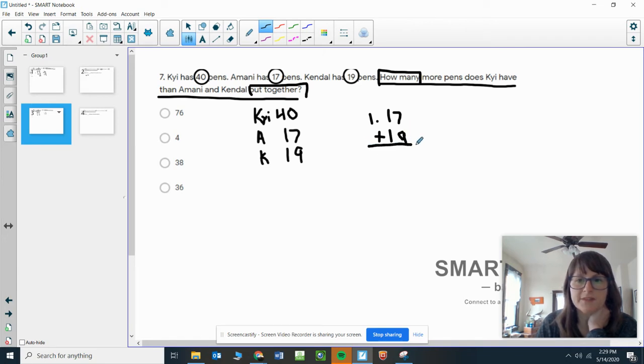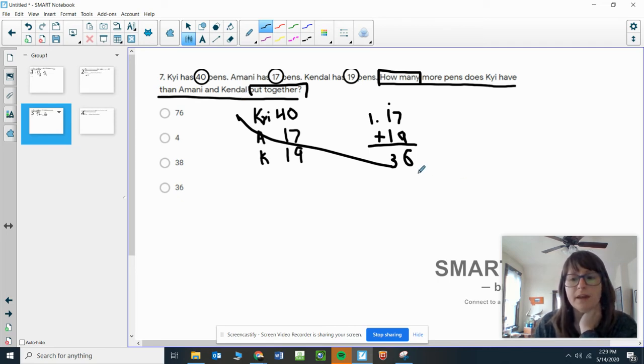So when I'm adding 17 plus 19, 7 plus 9 is 16. And then I have 1, 2, 3. Together, Amani and Kendall have 36 pens.